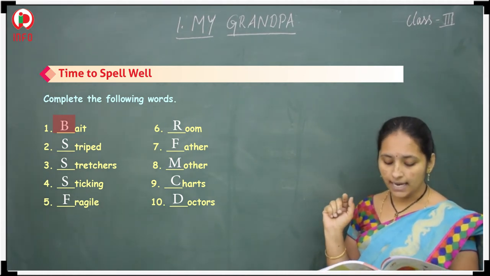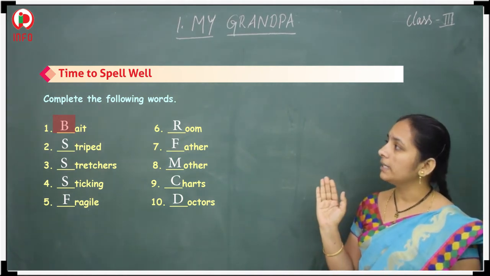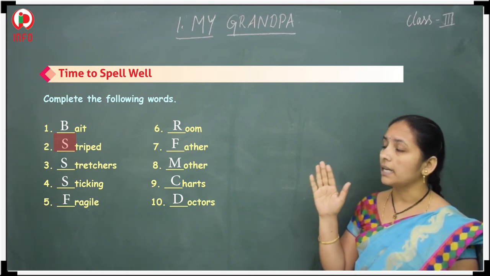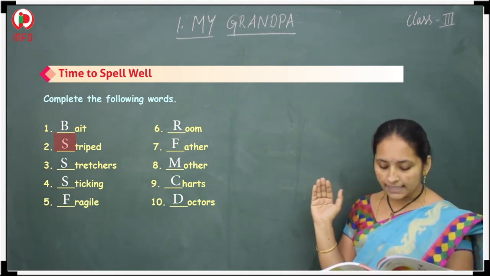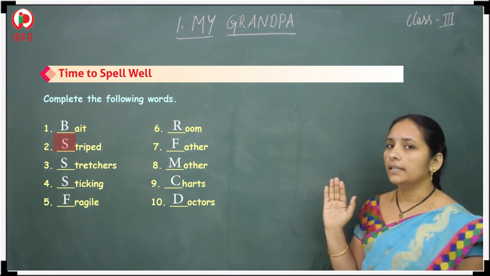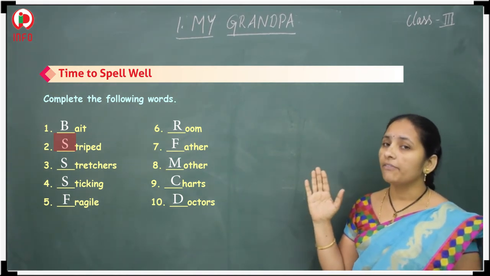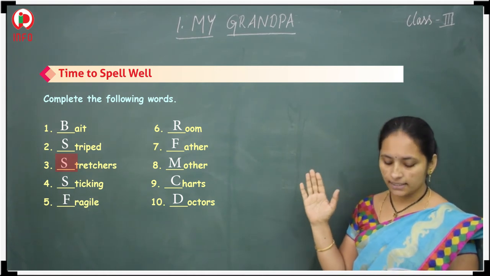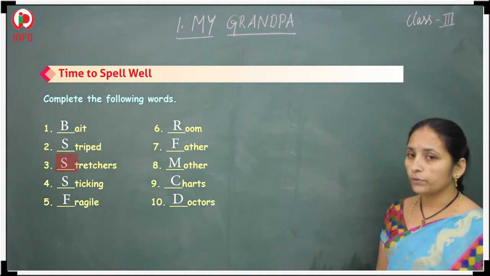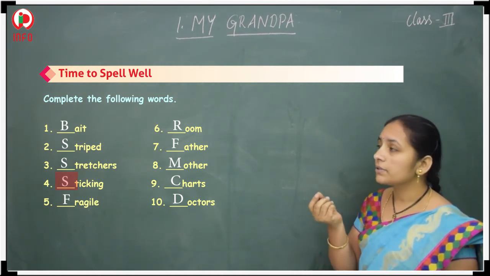Bait, B-A-I-T. And the second one, dash T-R-I-P-E-D. What kind of fish did they catch? Yes, striped bass, so striped, S-T-R-I-P-E-D. And see the third one, dash T-R-E-T-C-H-E-R-S. What did they find in the hospital? That is stretchers, S-T-R-E-T-C-H-E-R-S. And the fourth one, dash T-I-C-K-I-N-G. So the hook they kept for the stick, so sticking.